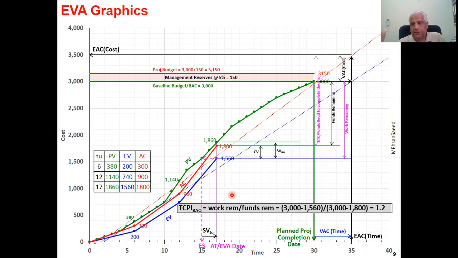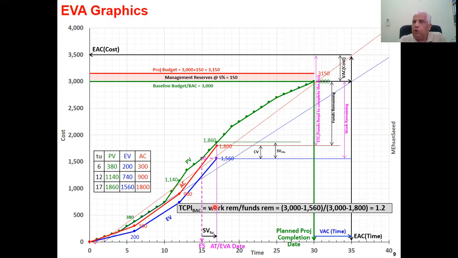No. And if you divide 100 by 60, you will get a figure of 1.7 or so. So your TCPI BAC will be 1.7. So you cannot reach because your TCPI is bigger than 1.